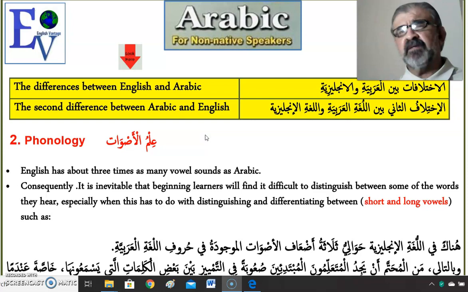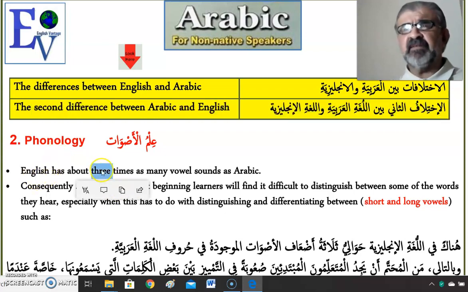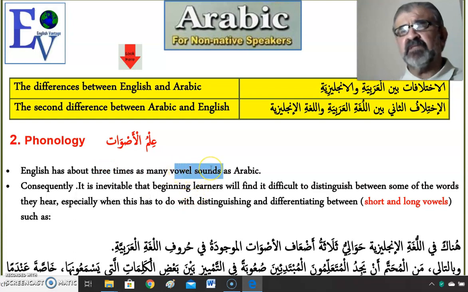In today's tutorial, we're going to consider the second difference between Arabic and English. And this difference has to do with phonology. English has about 3 times as many vowel sounds in comparison to Arabic.